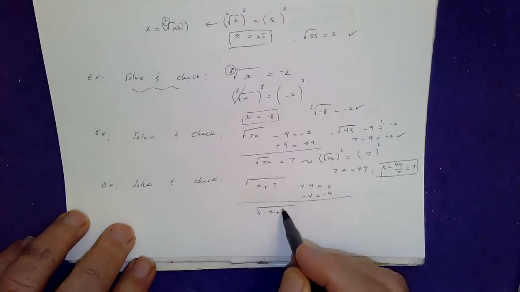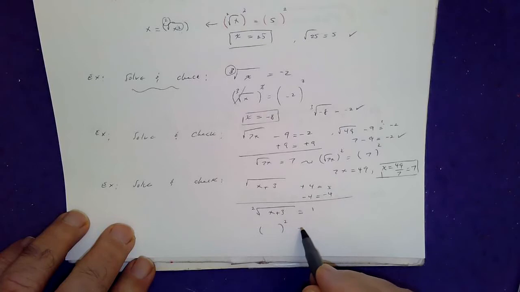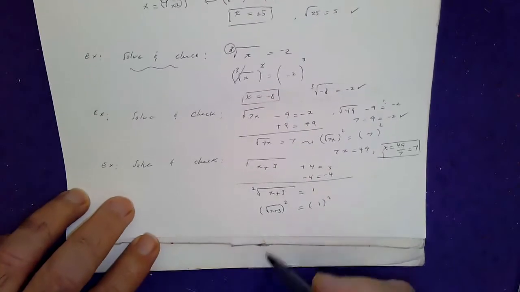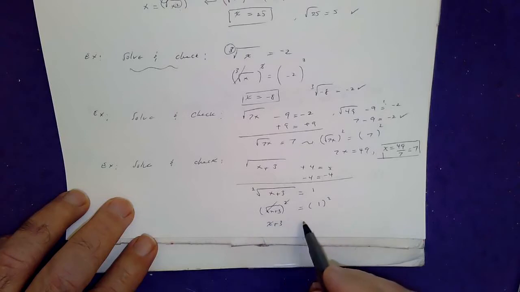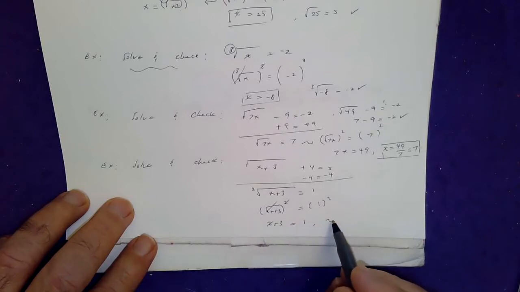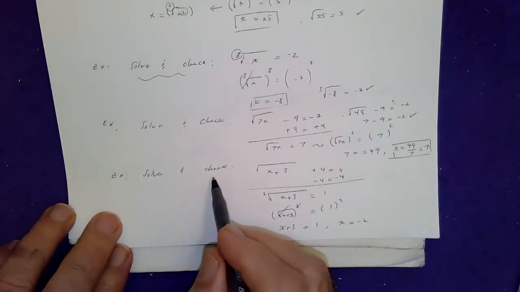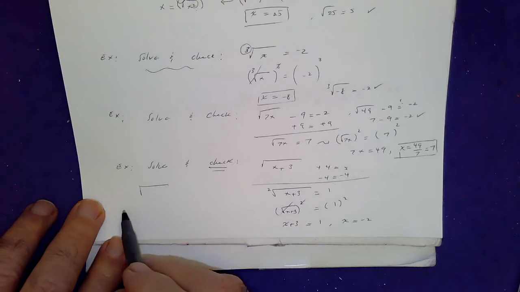Same thing here. You subtract 4 from both sides. You get the square root of x plus 3 is equal to 1. Raise both sides to the power of 2, because the index is 2. So on the left side, you get x plus 3, because the 2 wipes out the radical sign. Here you get 1. X is equal to -2. Remember, these problems come with checking. Check and see if you get the right answer.